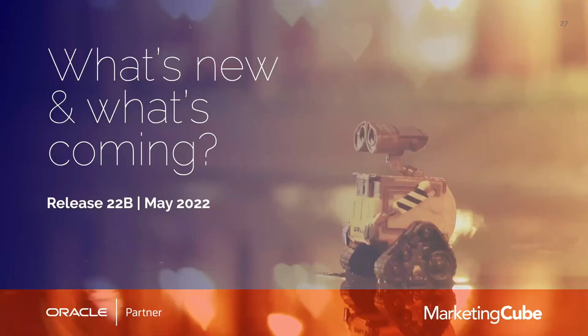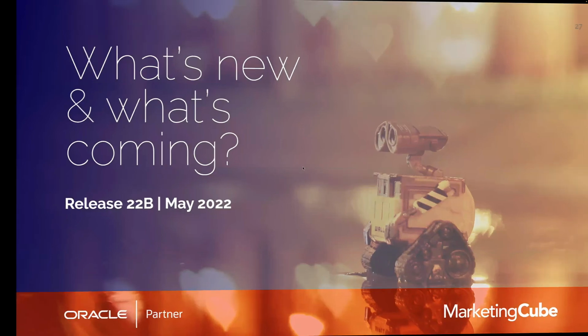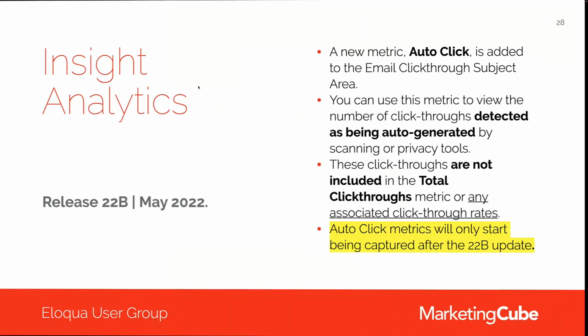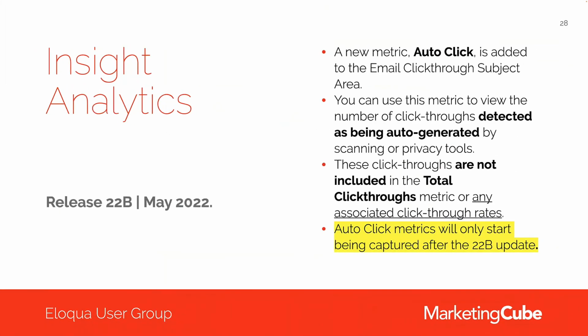If you were with us last month, we would have covered a few of these points, but for those who weren't with us, just a couple of things for you to be aware of. Following release 22A, the ability to look at the impact of the Apple auto opens on your campaigns is available through Insight. And now you can also look at auto clicks as well.